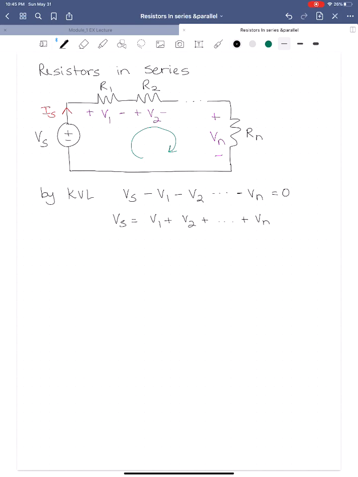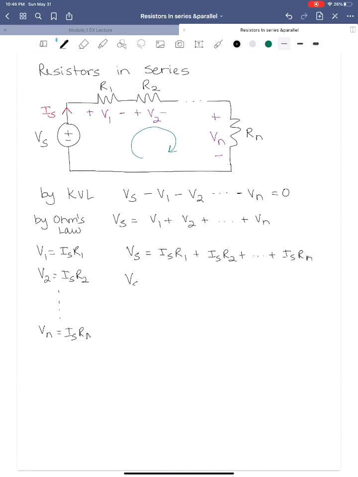Okay, so now we know by Ohm's law that V1 is equal to I S times R1, V2 is equal to I S times R2, all the way down to V sub N is equal to I S times R sub N. And so we're going to substitute all of these Ohm's law equations into the right-hand side of the expression here. So we'll have V sub S is equal to I sub S times R1 plus I sub S times R2 plus dot dot dot all the way out to I sub S R sub N. On the right hand side I've got this common I sub S term which I'm going to pull out in front. So I'll have V sub S is equal to I sub S times R1 plus R2 all the way out to R sub N.